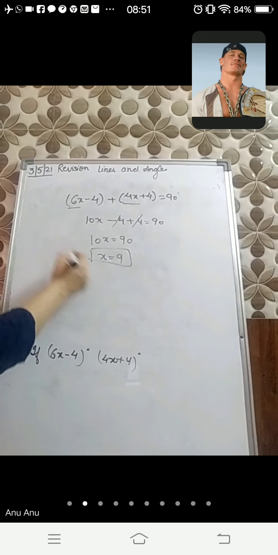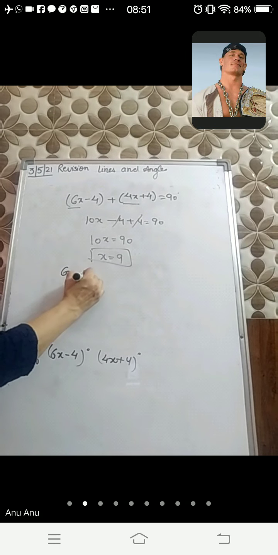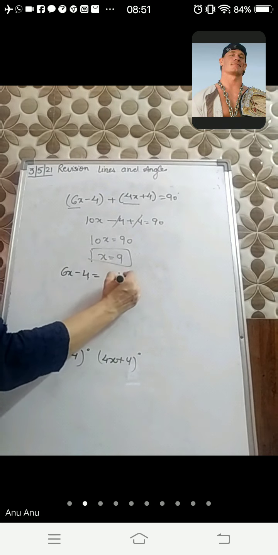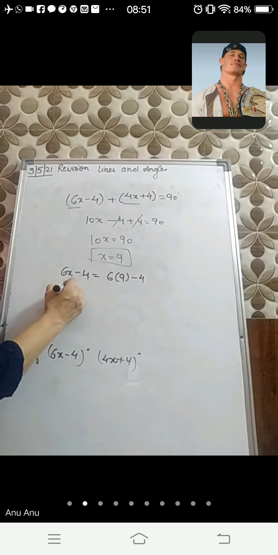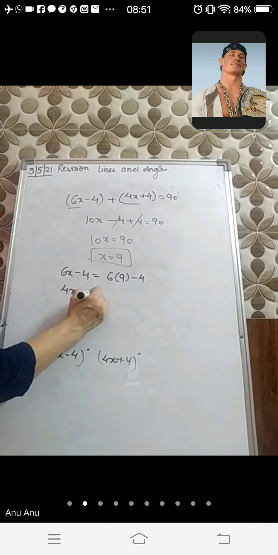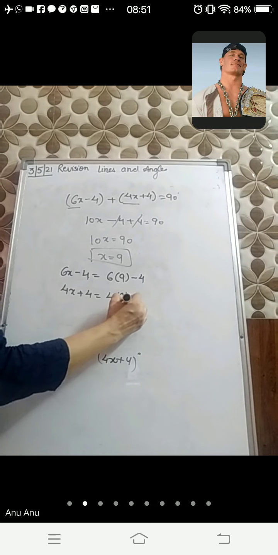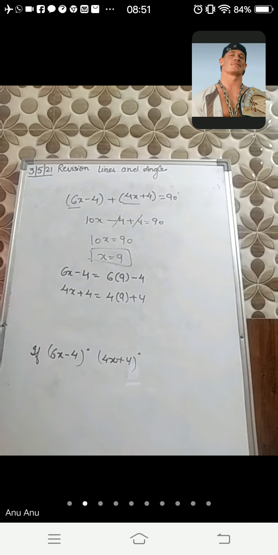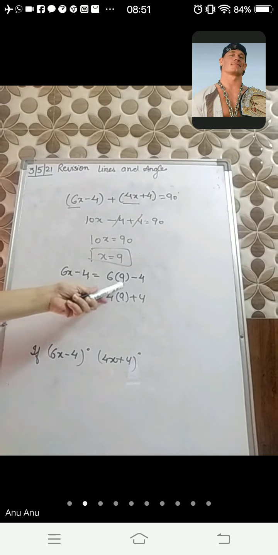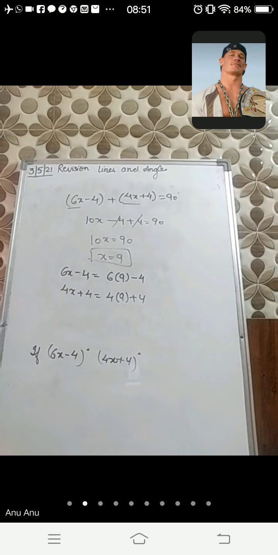If x is 9, can you tell me these two angles? By putting the value of x as 9, you can get the value of these two angles. So by this way, you will get 50 and 40. The answer is 50 and 40 are the two complementary angles and their sum is 90 degrees.